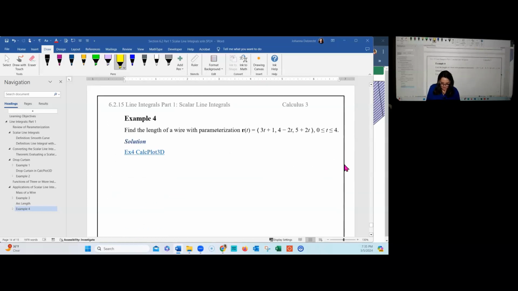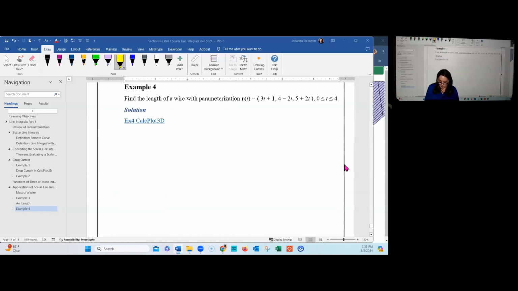Let's use that to find the length of a wire with a parameterization given by r of t equal to 3t plus 1, comma, 4 minus 2t, comma, 5 plus 2t, where t varies from 0 to 4. In order to do this, we need to first find r prime of t and find its magnitude. Then we will integrate. Go ahead and pause the video to work it out, then turn the video back on so we can work it together.